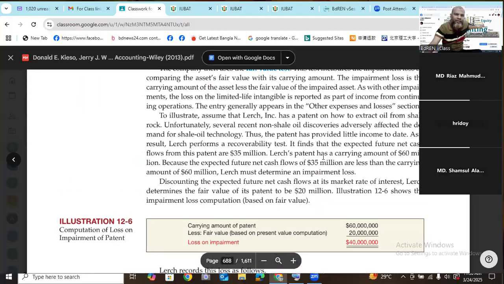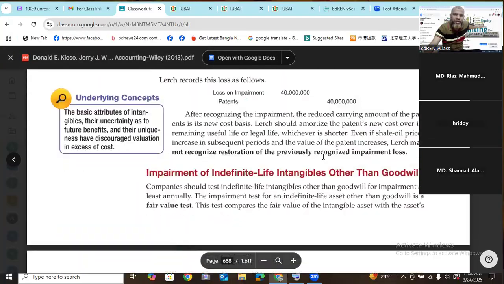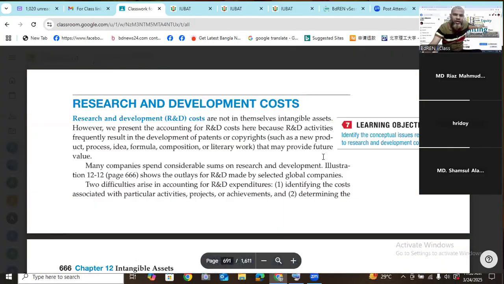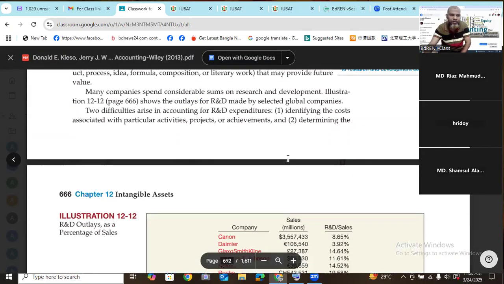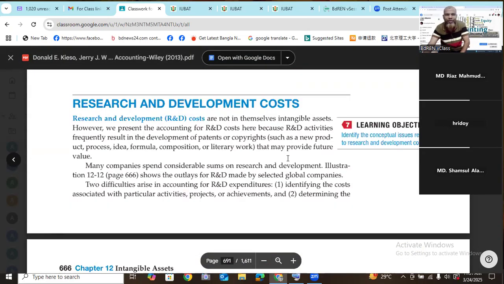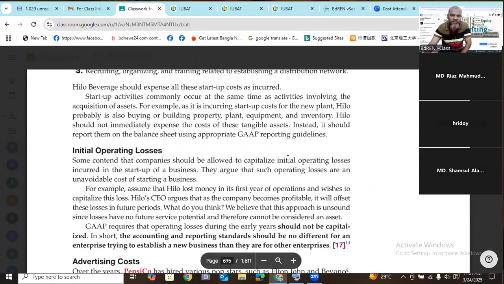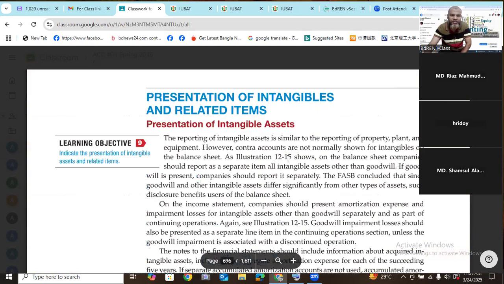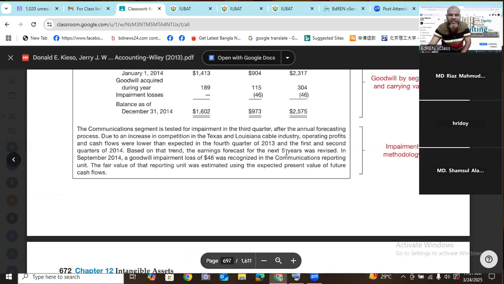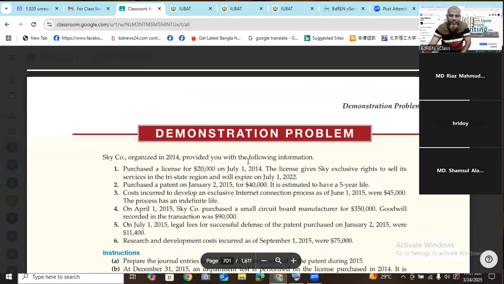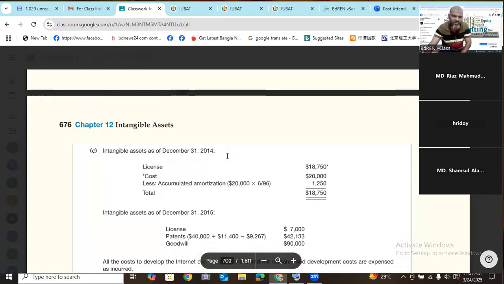Otherwise, we will move to another topic, which is research and development cost. No question, sir. No question. Okay, very good. Then research and development cost. After the discussion of research and development cost, there is another topic for today, called presentation of intangible and related items. After that, we will discuss the demonstration problem.